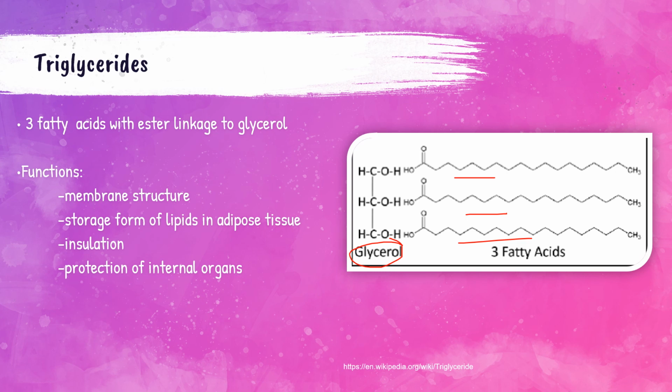Triglycerides provide structure for membranes and provide protection of the body's internal organs. A normal adult human should have a triglyceride value between 60 to 150 milligrams per deciliter within their blood.